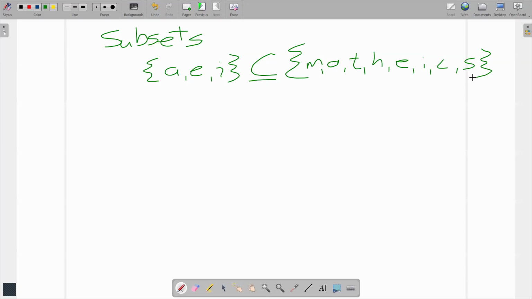Anybody know what the most common letter in the English language is? The letter E. A set can just have one thing in it. So the set with just an E in it is a subset of the letters in mathematics.